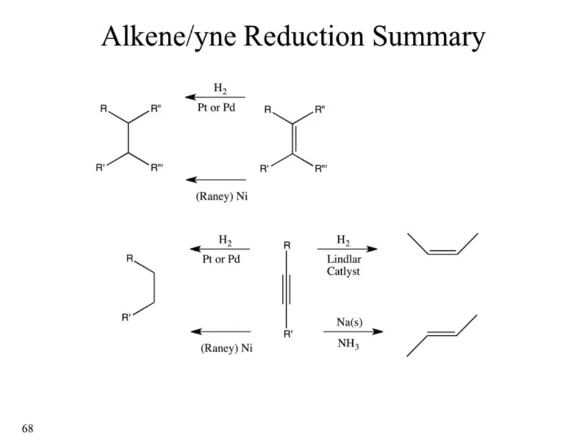Okay. I believe what we've got here is the summary. So you can see what happens. H2 and platinum or palladium with nickel, we'll go through and do our reduction. Notice that we're getting the syn product coming out of it, or a syn addition, cis product. If we take Lindlar's catalyst and sodium with an alkyne, we can take that across to our pi bonds. So it's just the summary slide.